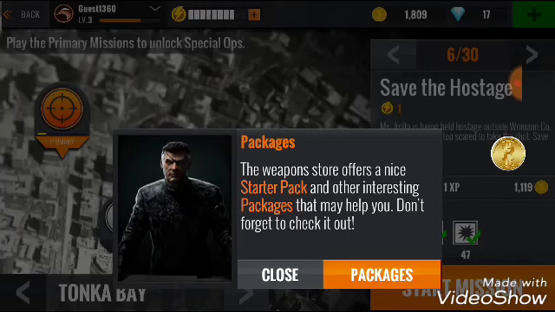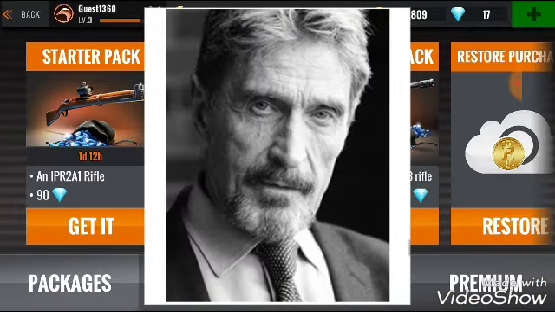Today guys, we're going to be looking into how much John McAfee charges per tweet, how much he charges to promote an ICO in a single tweet. So strap on your seatbelts guys and enjoy the ride.